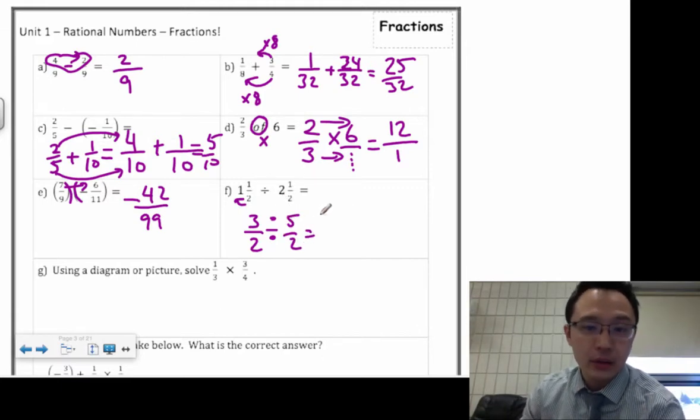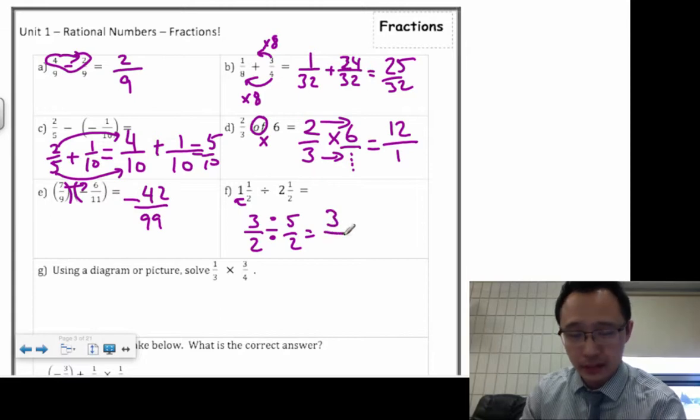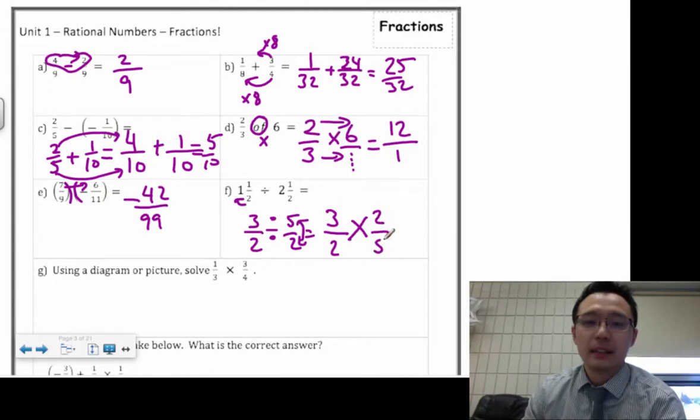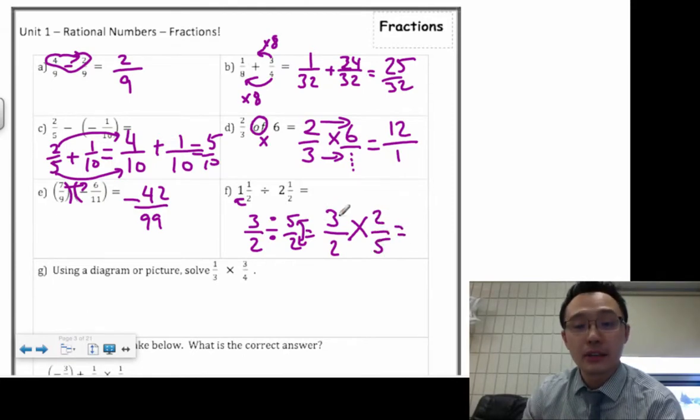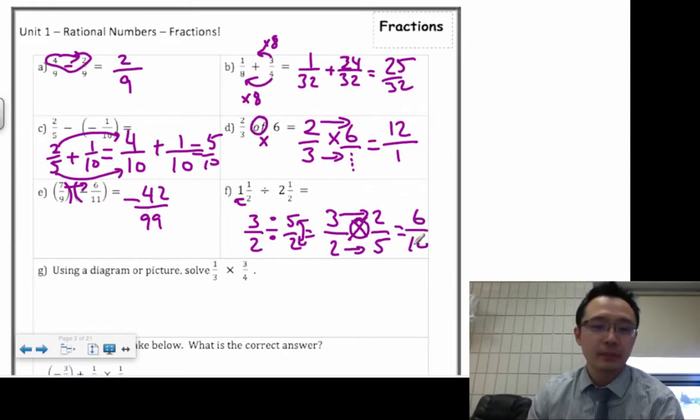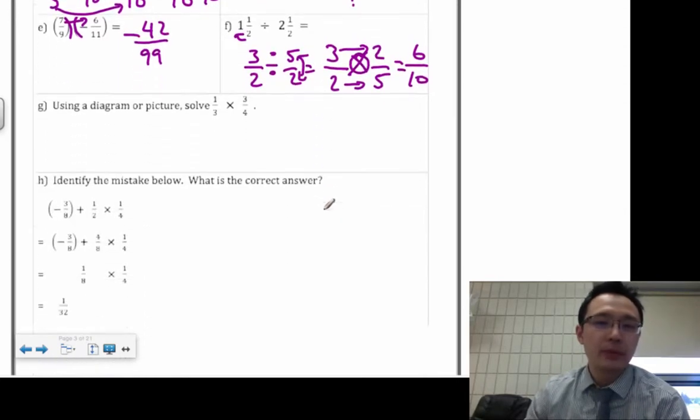Now, dividing fractions, I need to multiply by the reciprocal. That means I need to multiply and flip these, 2 over 5. Now, once I have done that, I just multiply across because you're multiplying fractions. 2 times 3 is 6, 2 times 5 is 10. There you go.